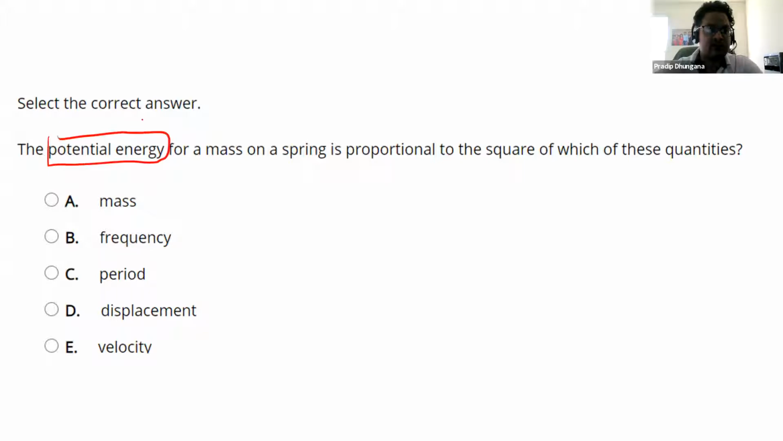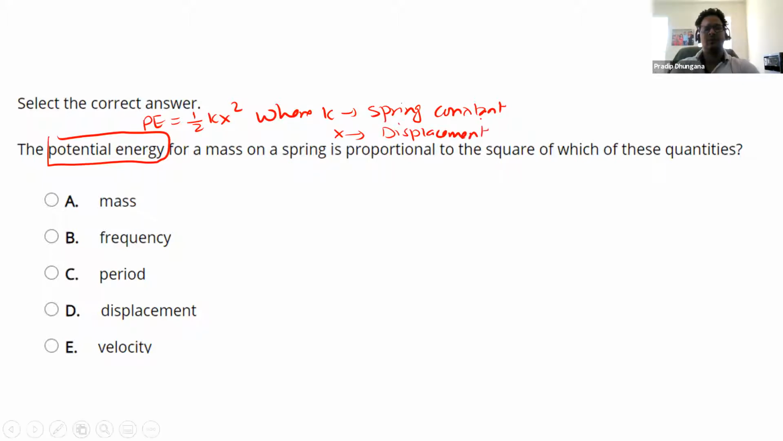Potential energy is denoted as PE, that is equal to 1/2 K times x square, where K is the spring constant, and x is displacement. Okay. Now you should be able to answer this question.